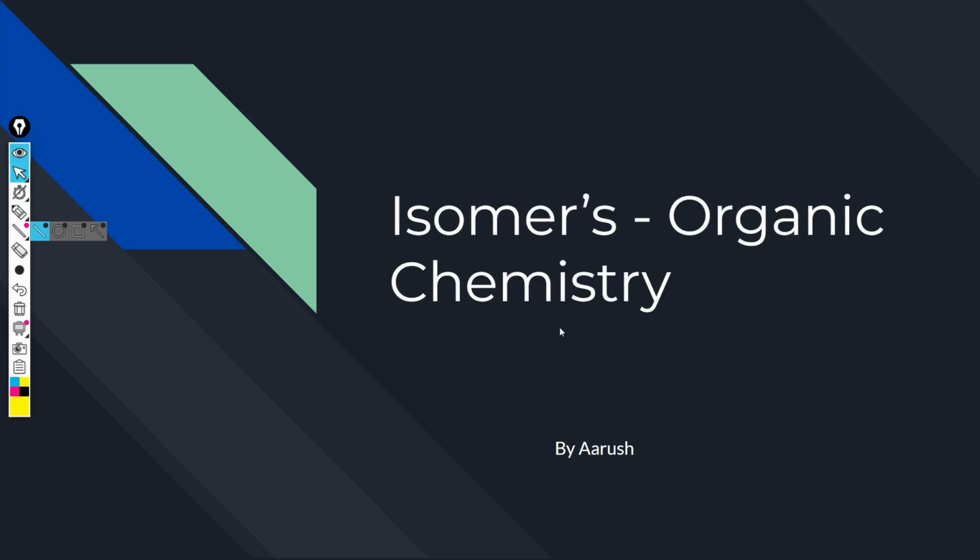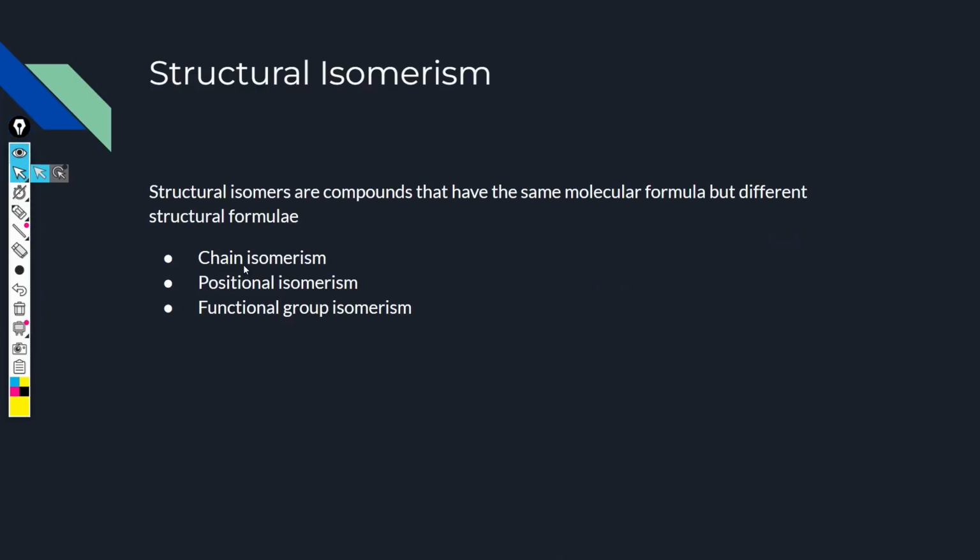Hello everyone, welcome, and today we're going to look at isomers, especially organic compounds in AS chemistry. So, structural isomers are basically when you have the same molecular formula, but a different structural formula. There are three main types we need to learn about, which we'll look into. First is chain isomerism, then positional, and then functional group isomerism.